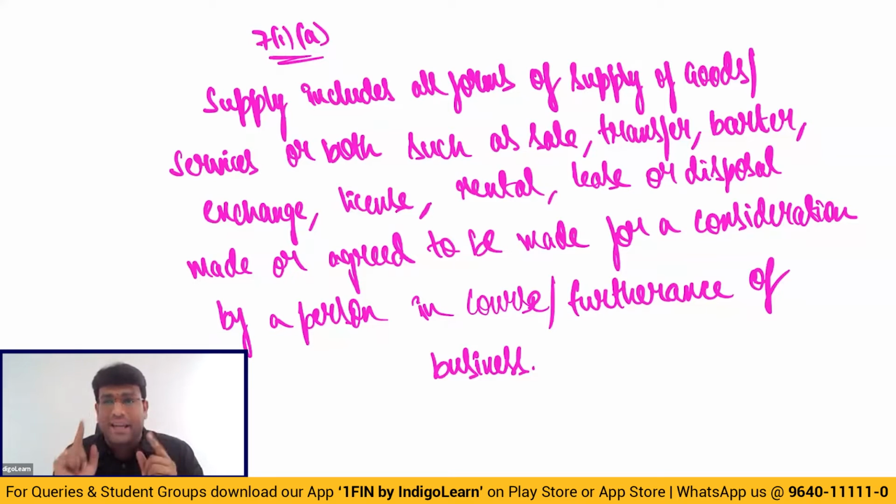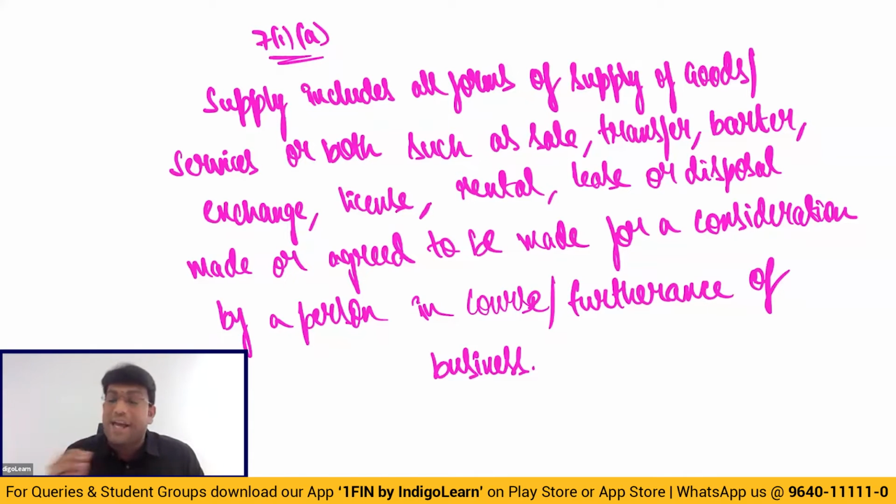So such as what? Sale, transfer, barter, exchange, license, rental, lease. Lease is for long term, rental is for short term. Rental, lease, or disposal made or agreed to be made. That means it is done or yet to be done. For what? Consideration. And consideration could be in monetary form or it could be in non-monetary form. By a person. Person could be individual, HUF, companies, firm, AOP, BOI, AJP, government. Everybody is covered in the definition of person.